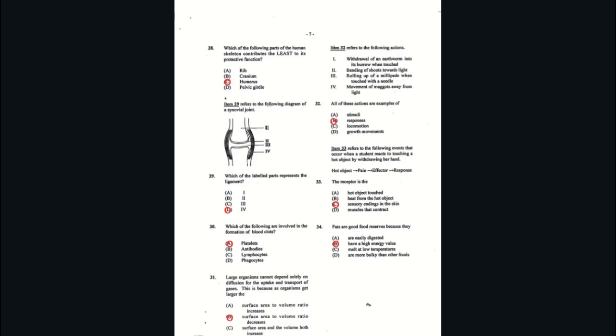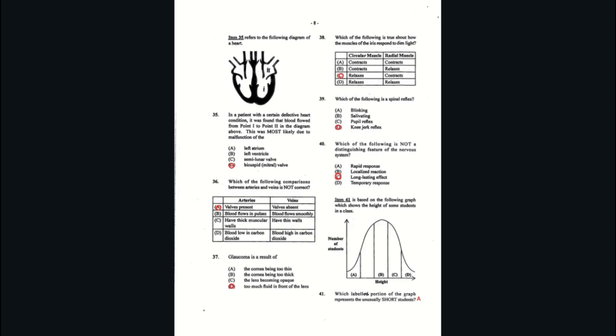And then number 34 says, fats are good food reserves because they have a high energy value. So the answer would be B. Fats and carbohydrates kind of do the same job, and we can store fats in our bodies. So let's say if you starve, your body is going to start to use that fat because it can provide high energy value.